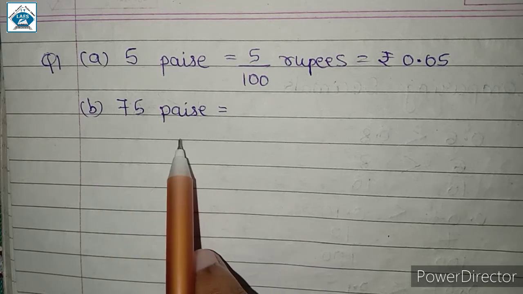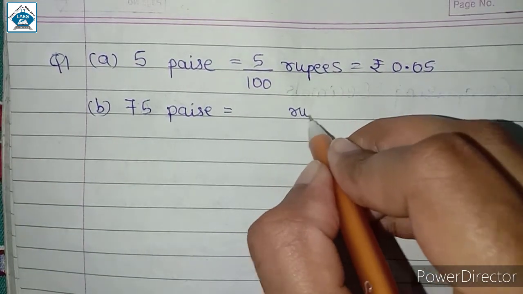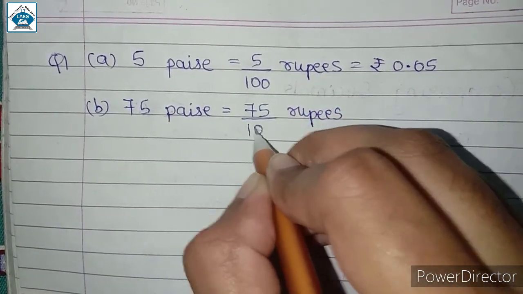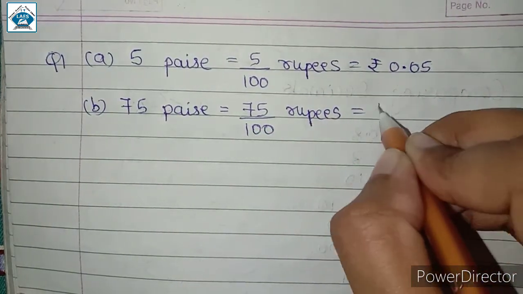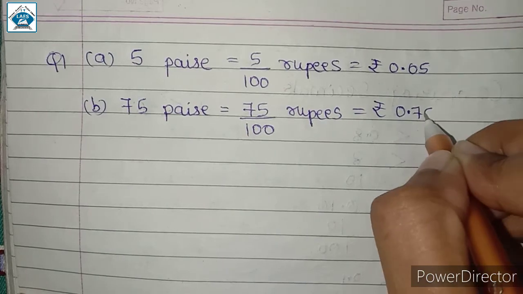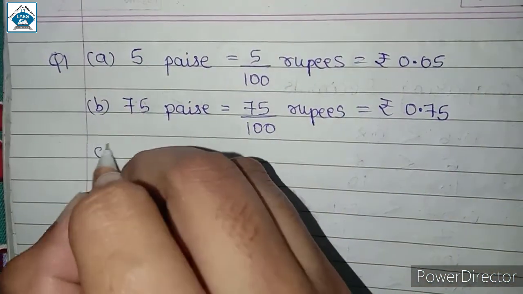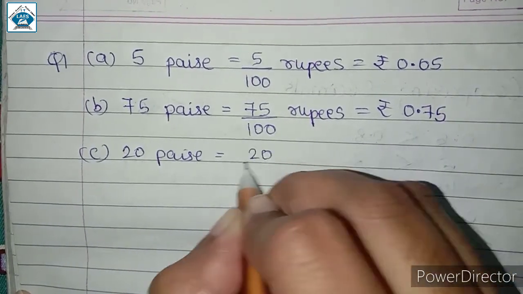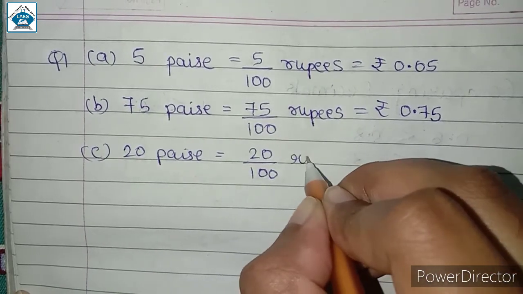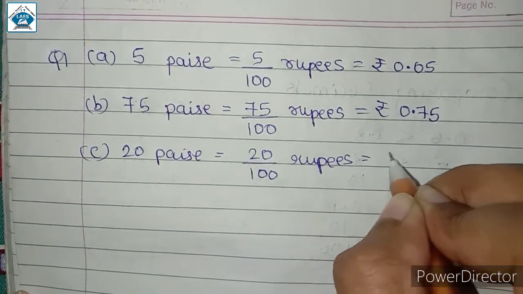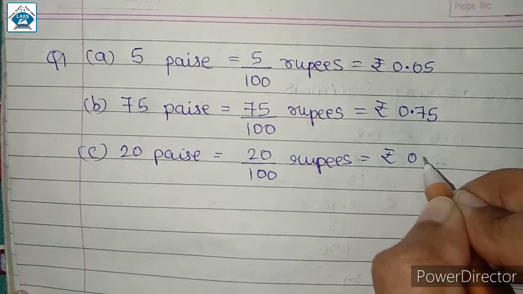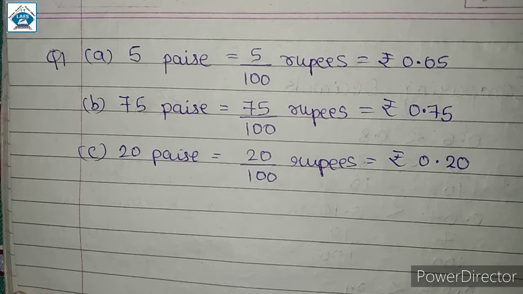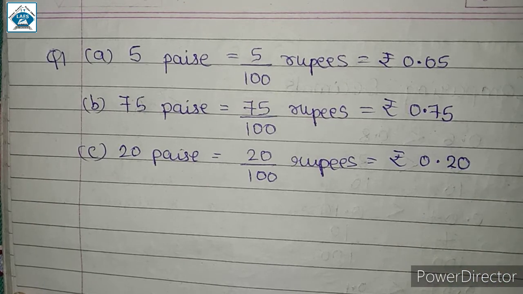Next, for 75 paise, to convert this in the form of rupees, we will divide it by 100. So 75 paise is 75 divided by 100 rupees. So this is 0.75 rupees. Next we have 20 paise. Again 20 paise को अगर convert करना है rupees में, same procedure, we will be dividing it with 100 and this is equal to rupees 0.2 और 0.20. ऐसे भी लिख सकते हैं. So 20 paise is equal to 0.20 rupees.